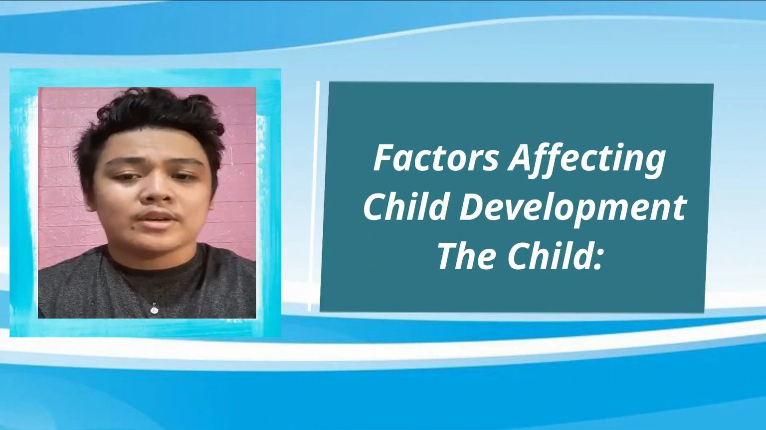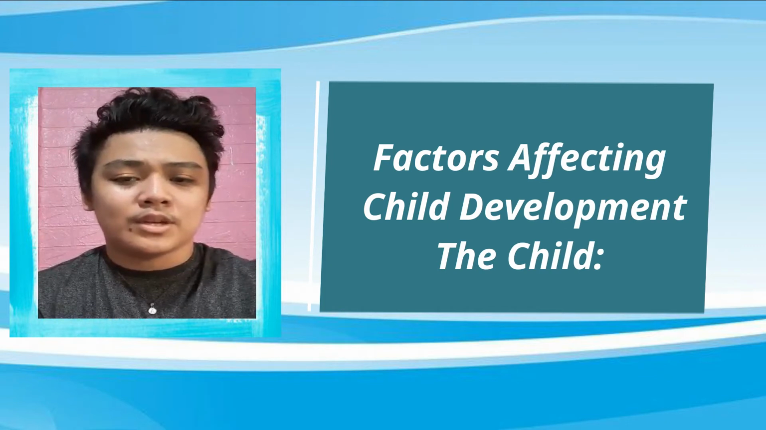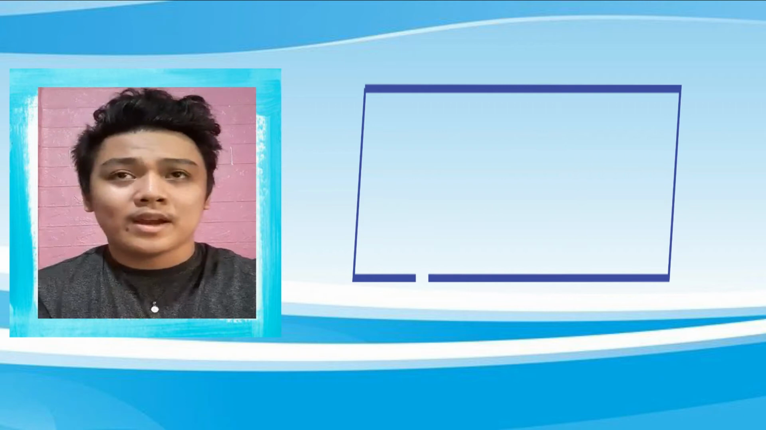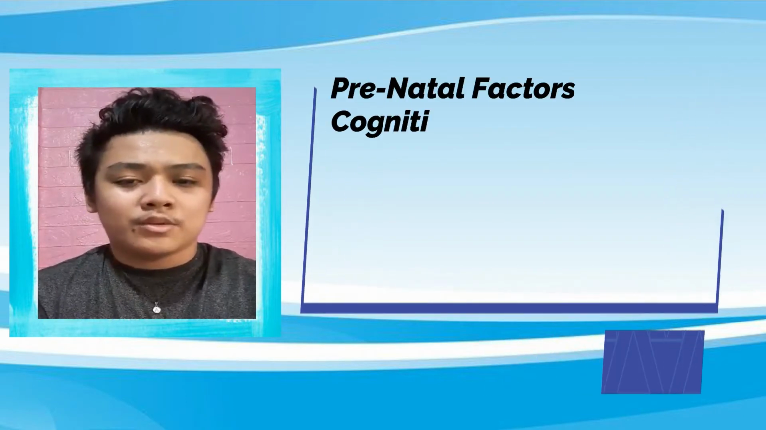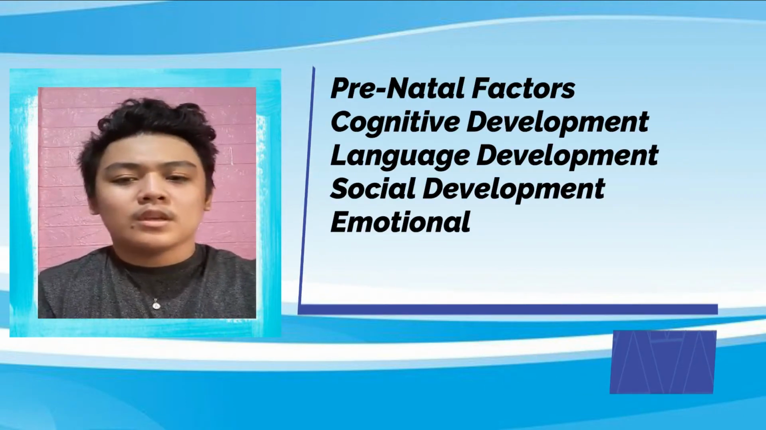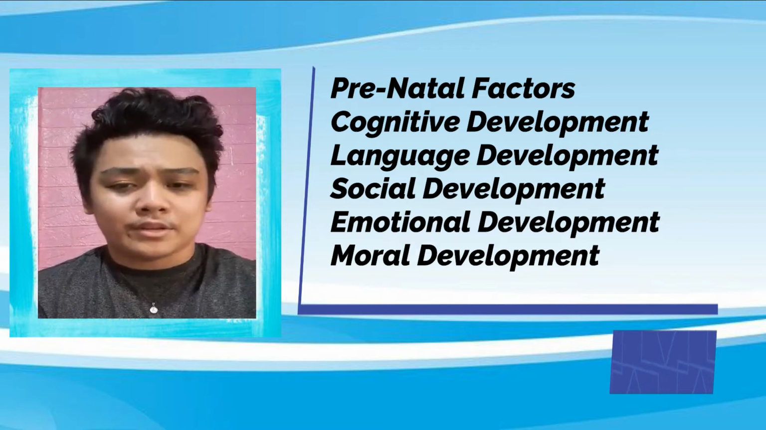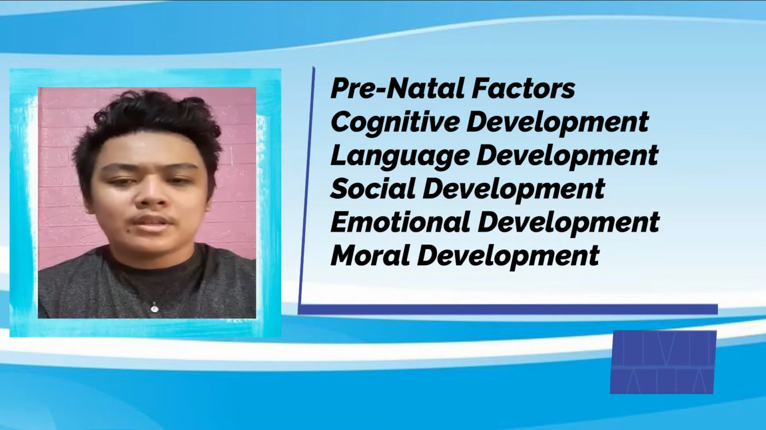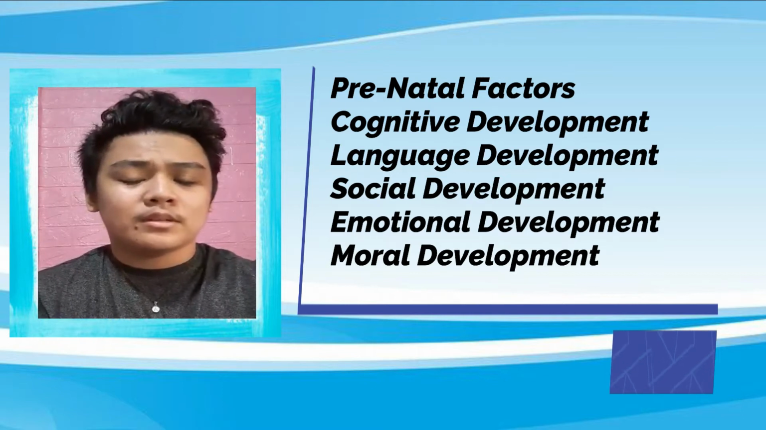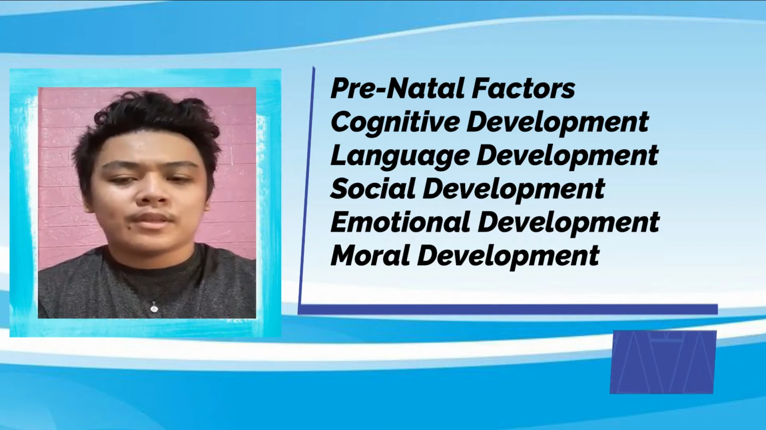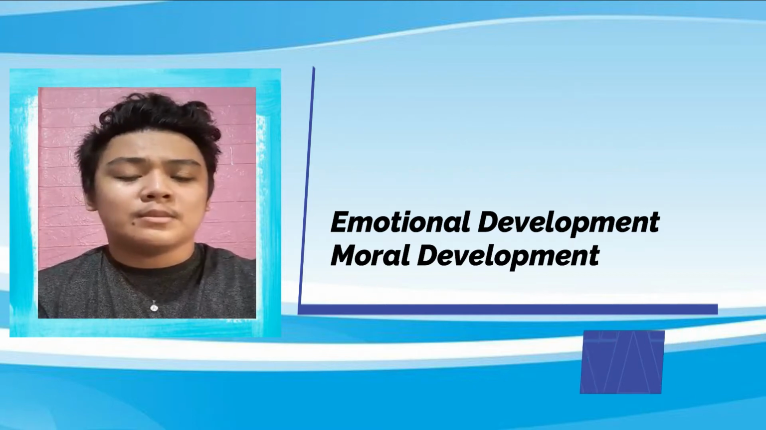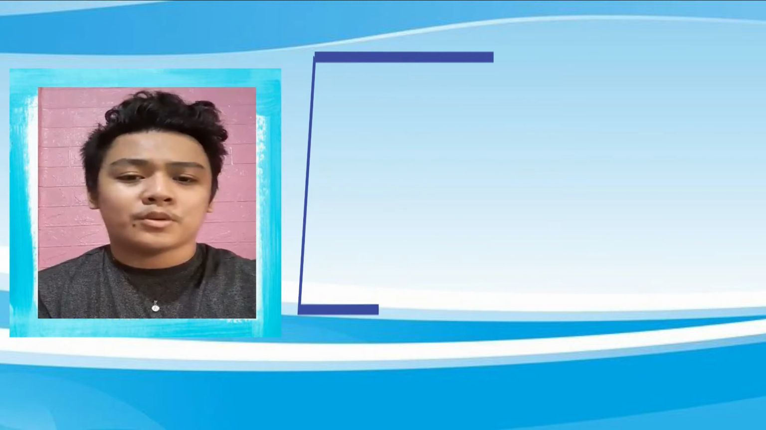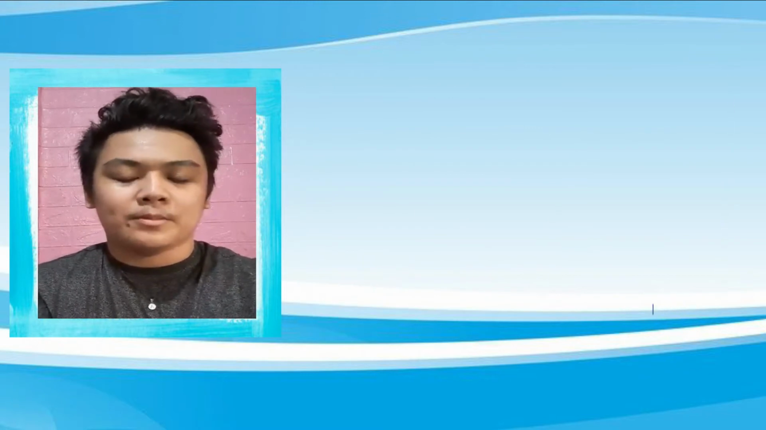The topic to tackle right now is about the factors affecting the child's development. There are a total of 6 factors included in this: first, the prenatal factors; second, the cognitive factors; third, language development; fourth, social development; fifth, emotional development; and most importantly, moral development.